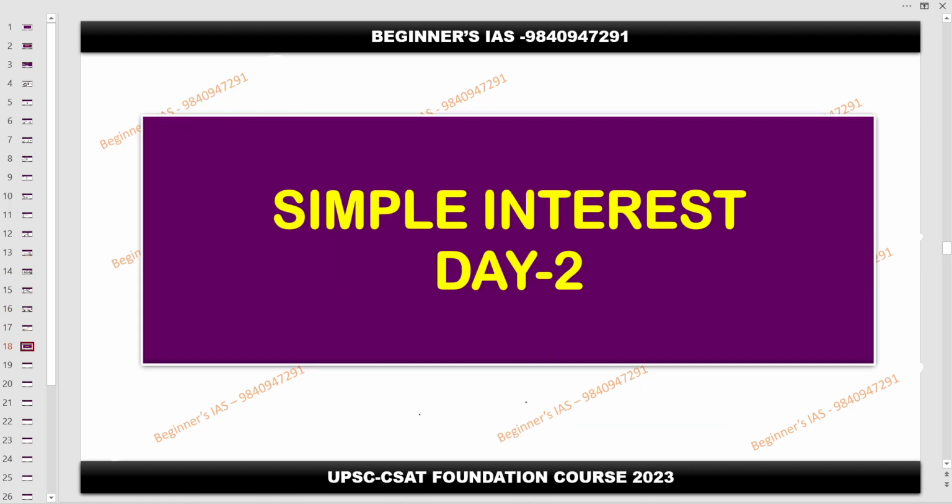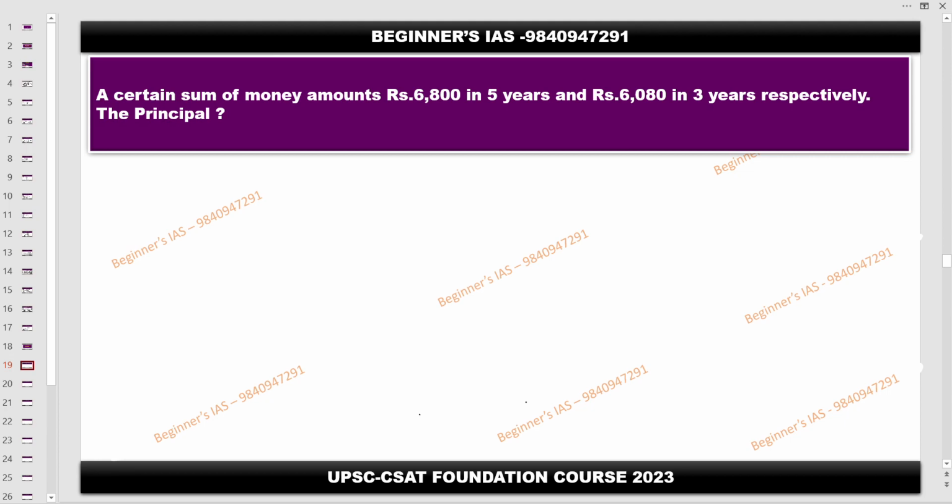Okay, so here, day 2. Simple interest day 2. Let us start with a simple question. A certain sum of money amounts to rupees 6800 in 5 years and rupees 6080 in 3 years respectively. Then what is the principal?